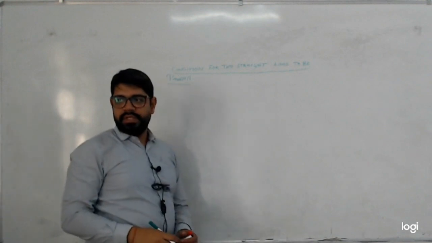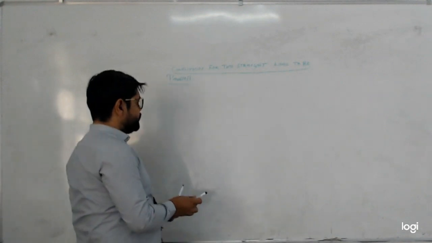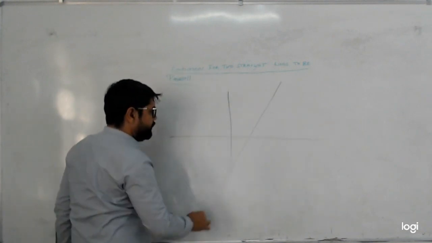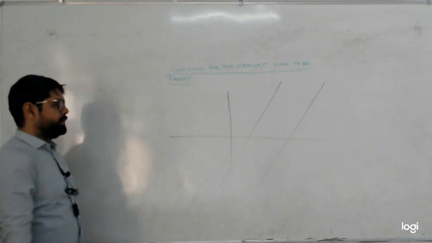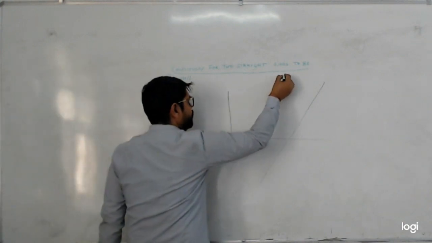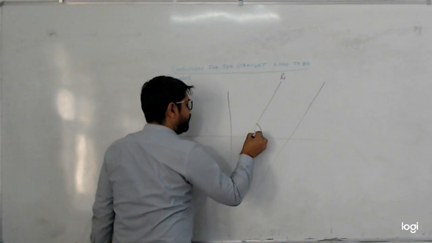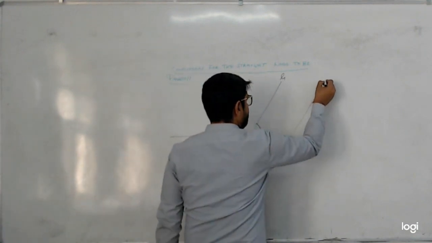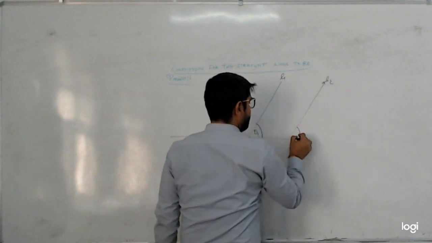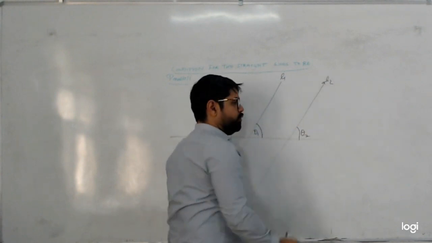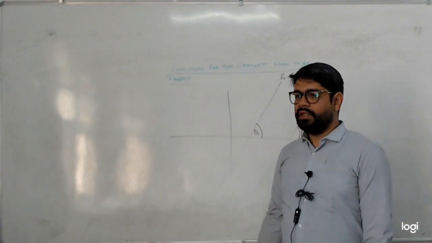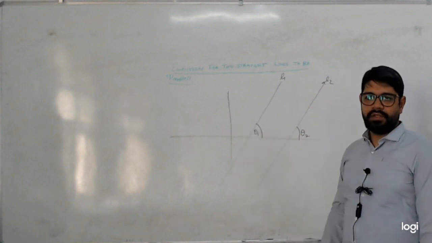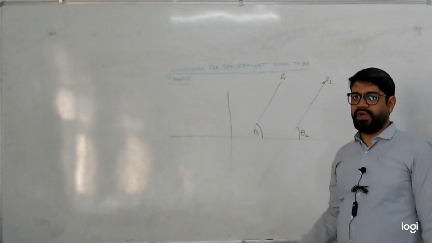Now you can easily see that if two straight lines are parallel, so this is first line and this is the second line, and if the line L1 is making an angle theta 1 with positive direction of x-axis, the line L2 is making an angle of theta 2 with positive direction of x-axis, then these two angles should be equal because they are the corresponding angles for two parallel lines.